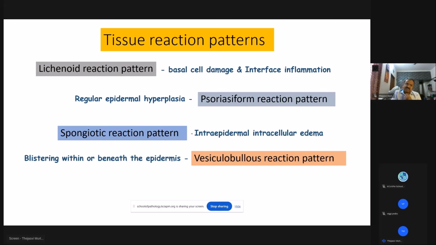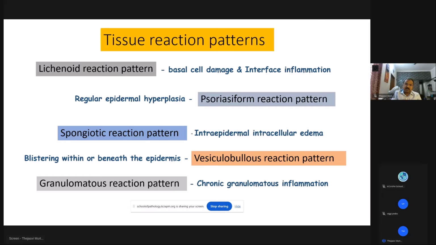Vesiculobullous reaction pattern is blistering within or beneath the epidermis. That is, whenever you see blisters within the epidermis or beneath the epidermis, we categorize this under vesiculobullous reaction pattern. Then we have granulomatous reaction pattern, where we see granulomas, basically chronic granulomatous inflammation. We'll be seeing granulomas and the distribution of the granulomas. Based on that, we have to narrow down our differentials.